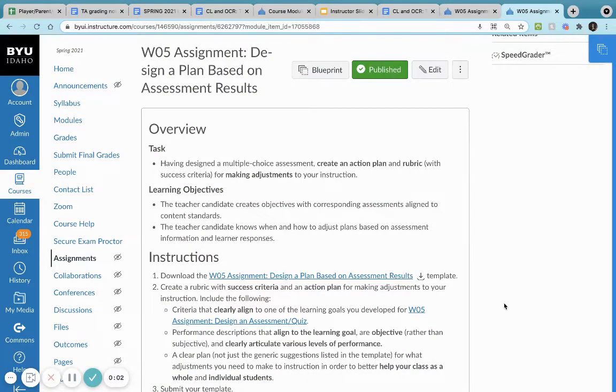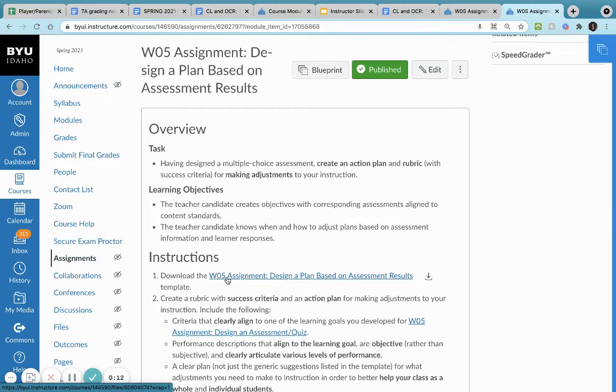All right, everyone. So right now we're going to give you a brief tutorial on how to complete this assignment. Week 5, design a plan based on assessment results. So what you need to do first is to download this template.